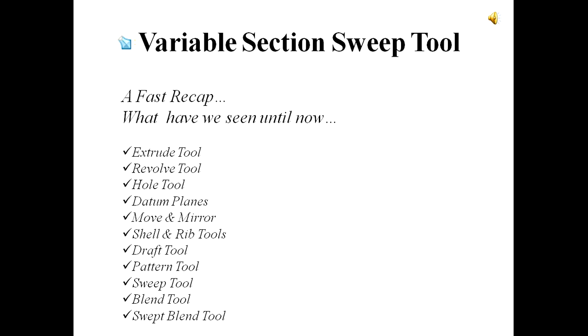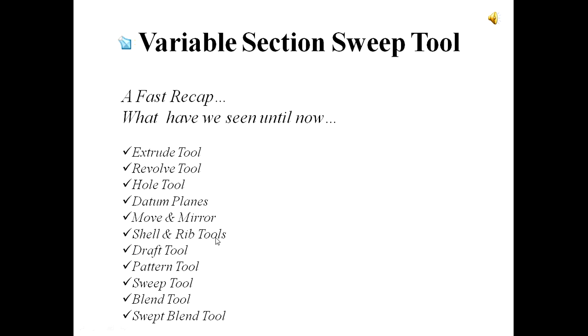So friends, a fast recap of what we have seen until now. Extrude tool, which is a primary feature. Revolve tool, which is also a primary feature. Hole tool, which is a secondary feature, since the hole tool can remove material from an existing solid only. Datum planes, which are exclusive datum features. Move and mirror, which are secondary features again.